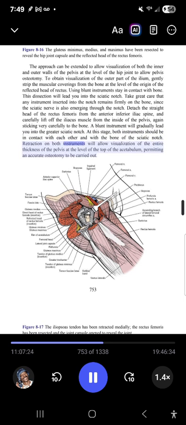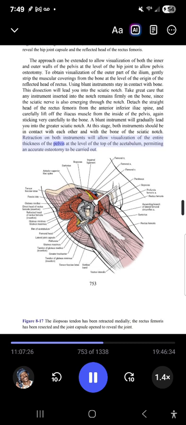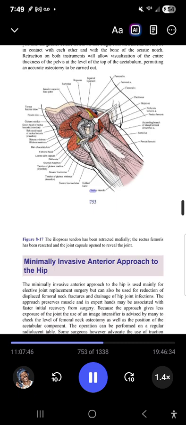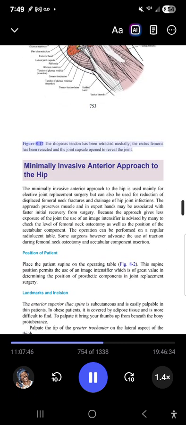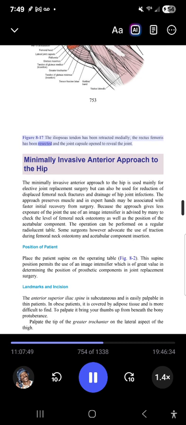The traction on both instruments will allow visualization of the entire thickness of the pelvis at the level of the top of the acetabulum, permitting an accurate osteotomy to be carried out. 753. Figure 8-17. The iliopsoas tendon has been retracted medially. The rectus femoris has been resected and the joint capsule opened to reveal the joint.